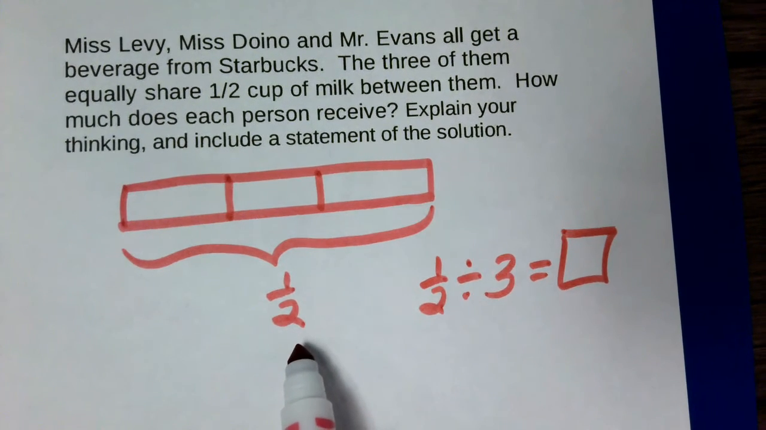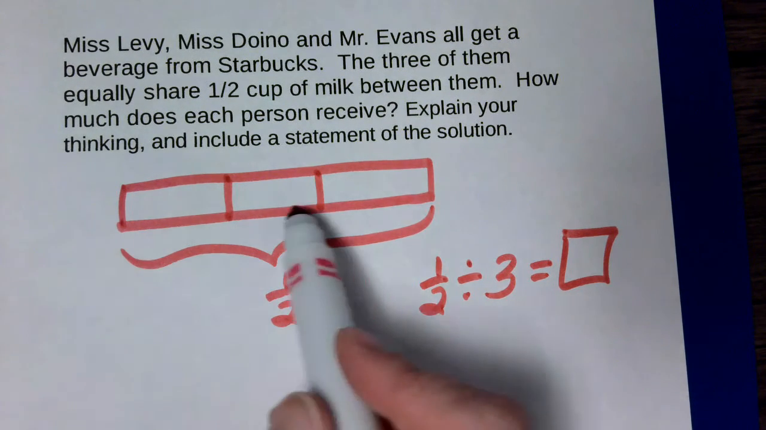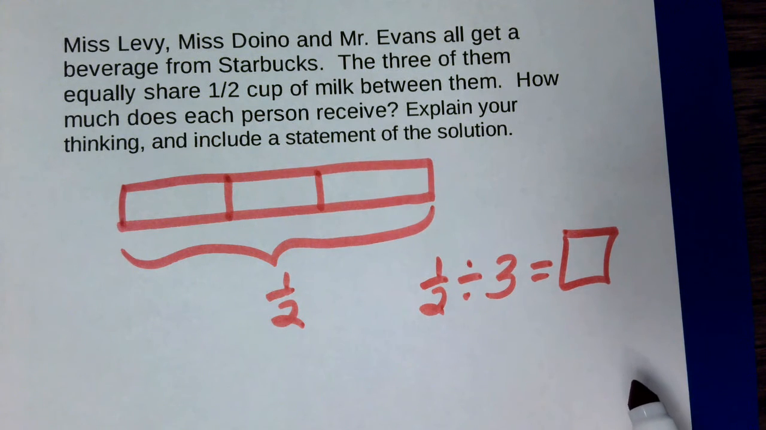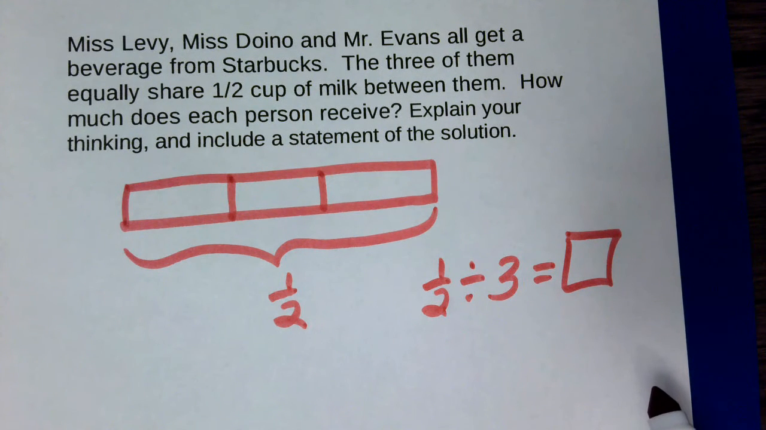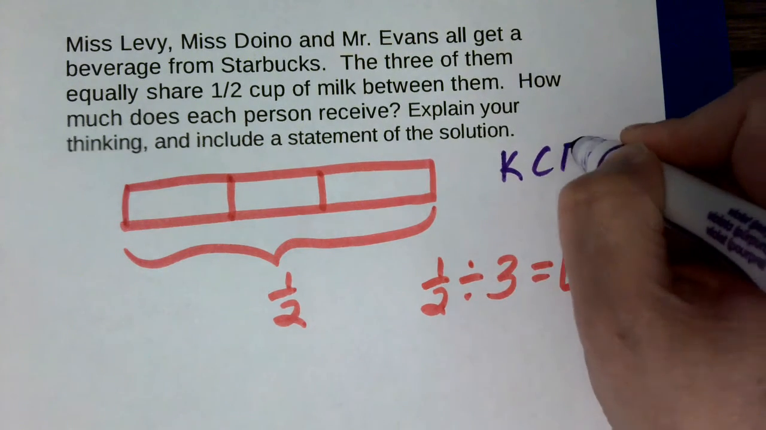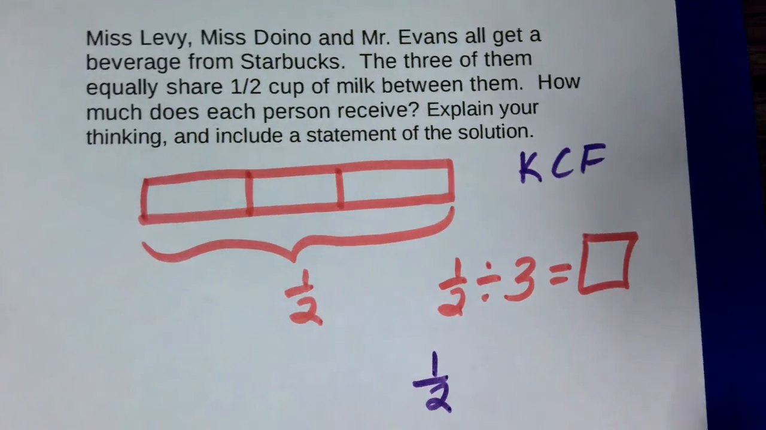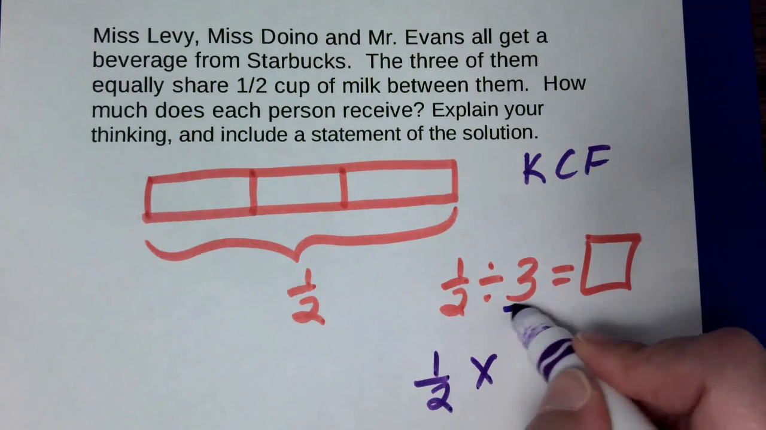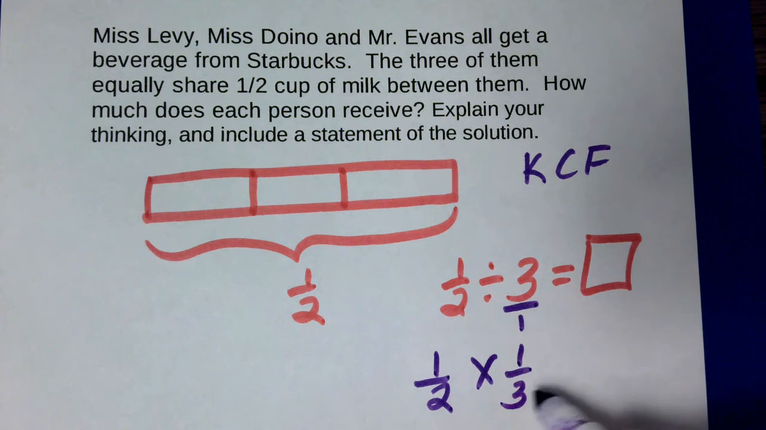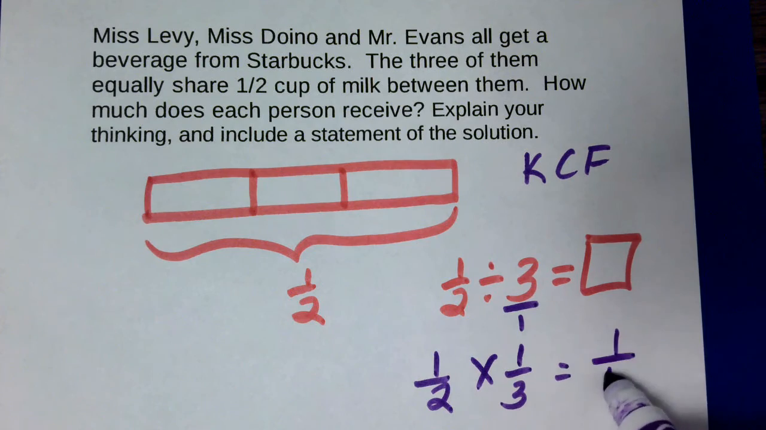So if I have 1/2, and I'm going to divide that up into thirds, what is that going to look like? How much share do they each get? Well, let's look at the number sentence. If we use our same procedure as in our last one, keep, change, flip, we will keep the 1/2, we will change the division to multiplication, and we will flip 3 over 1 to be 1/3. So 1/2 times 1/3 gives us 1/6.